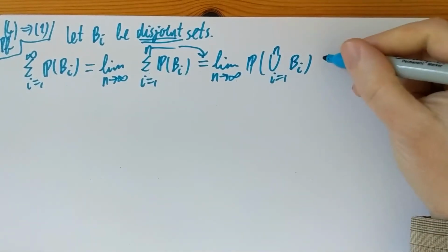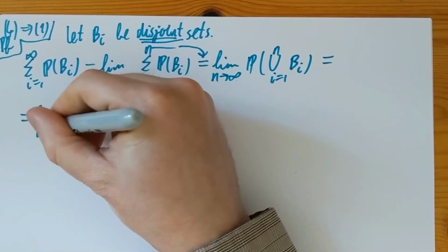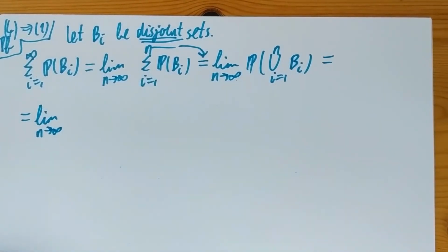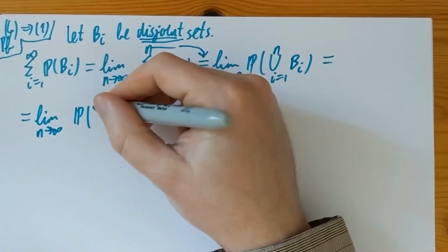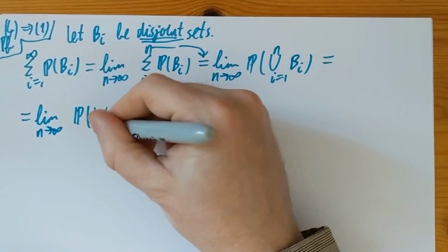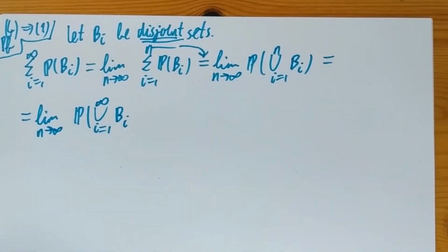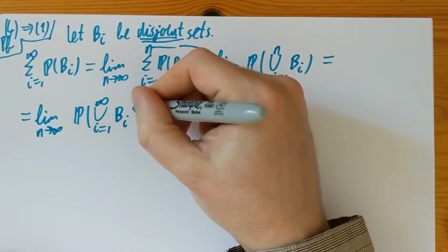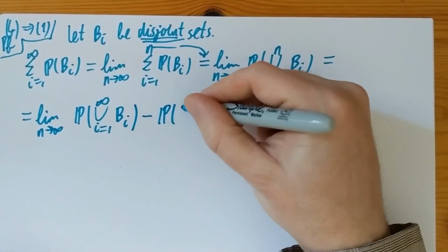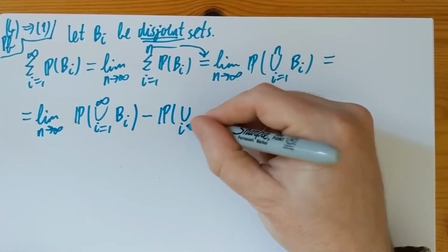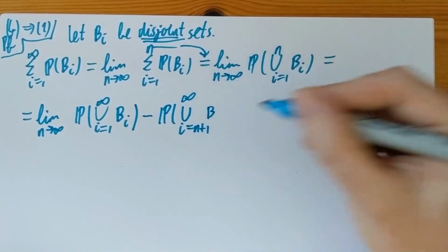Now I'm going to do a little trick here. I'm going to take this limit as n goes to infinity, and I'm going to say that I'm looking at the infinite union from 1 to infinity, and this is fine because I assume it's in the algebra, so I can take a probability of that. And I subtract from that the part of the union which I don't need, namely from n plus 1 to infinity.